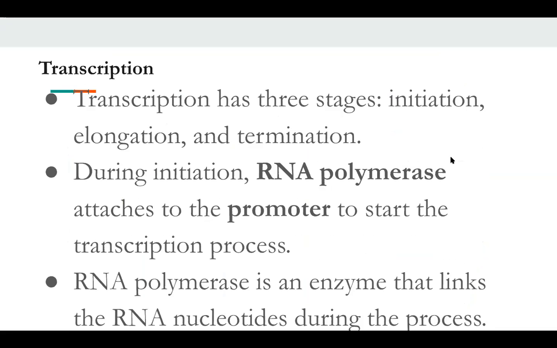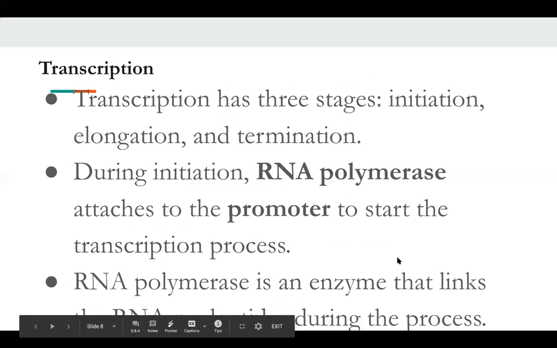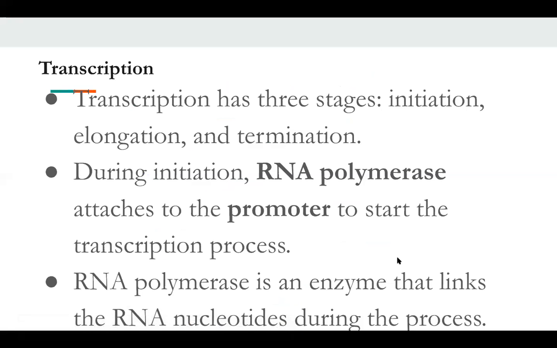All right, so we're going to talk through this picture here. There are 3 stages to transcription: initiation, elongation, and termination. Just based on those words, you could probably figure out to some extent that transcription initiation, that stage, is where it starts. Elongation is where the RNA transcript gets longer. And termination is where the transcript stops.